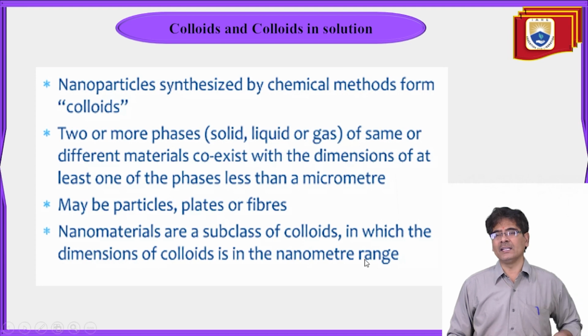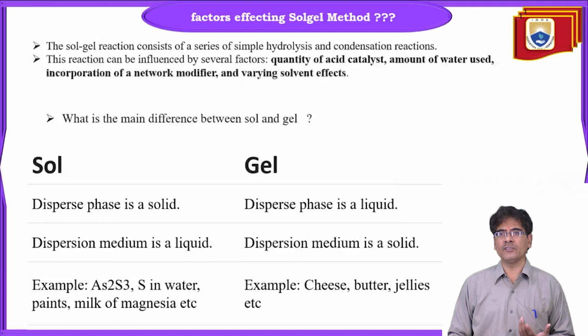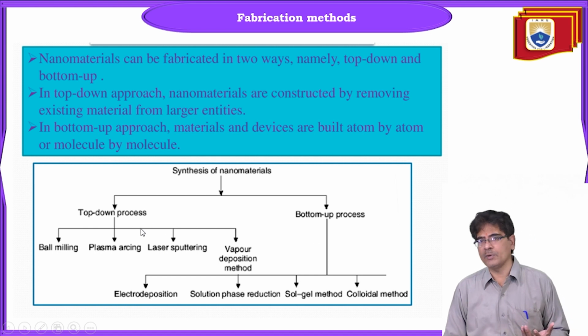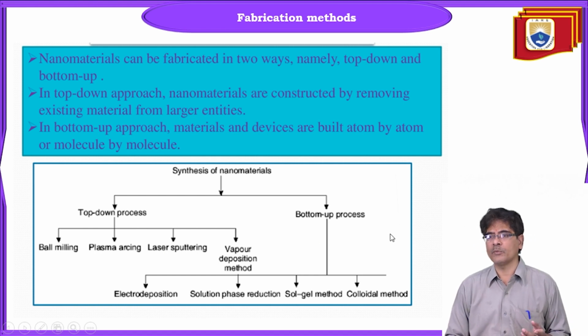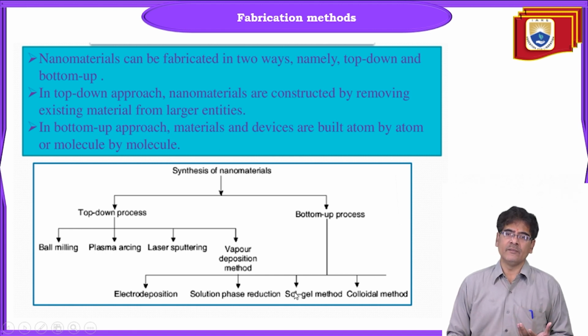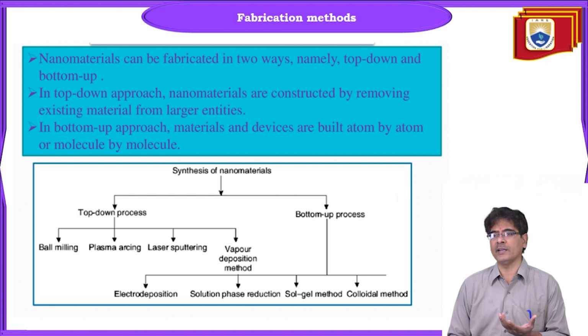Next is the colloidal method. As we have seen, there are different types of fabrication methods. One is a top-down process, and the other is a bottom-up process. In the bottom-up process, we have different methods of fabrication: the sol-gel method, the colloidal method, the solution phase reduction method, and the electrode deposition method. In the previous lectures, we have seen what the sol-gel method is, and some examples of gels, agarose and polyacrylamide gels, which are used for DNA particles.